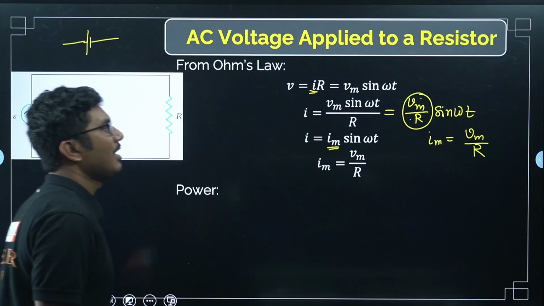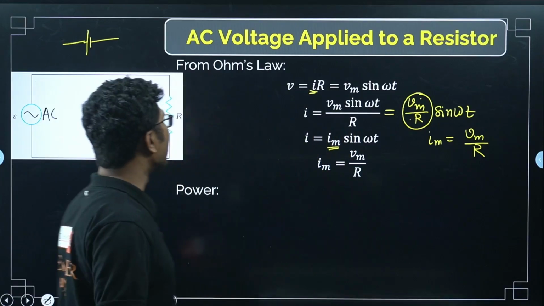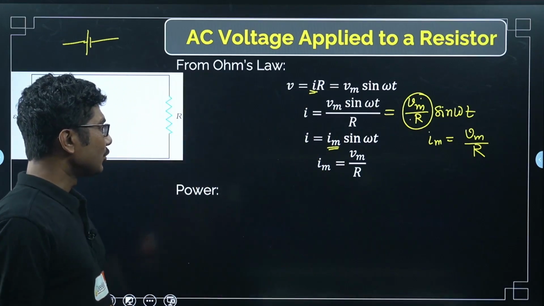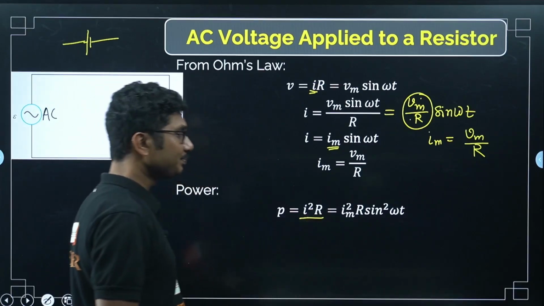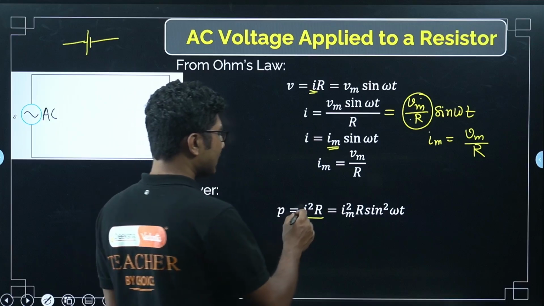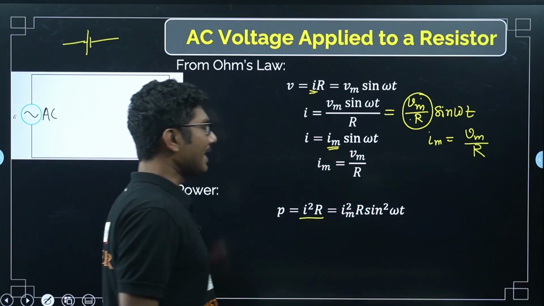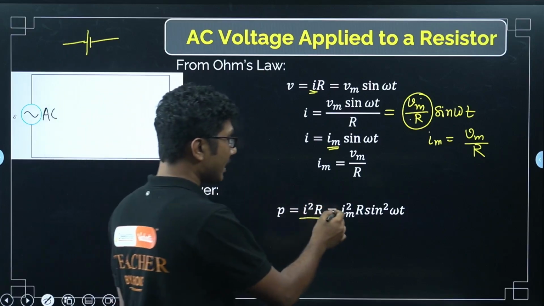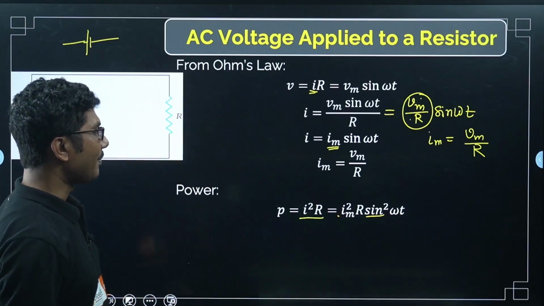Now power. Similarly, like Ohm's law, we also have to find the power, how much power it is using. Power used by a resistor is given by I square R. Now let us put in the value of I square. I is Im sine omega t, so I square is Im square sine square omega t. So this is the value of the power.